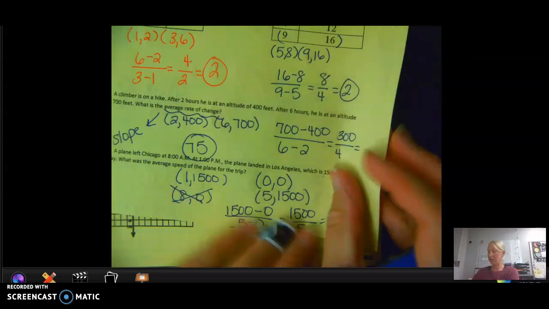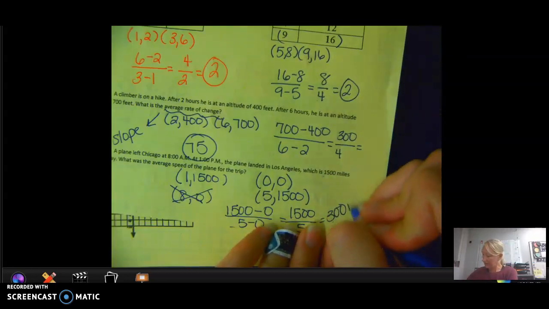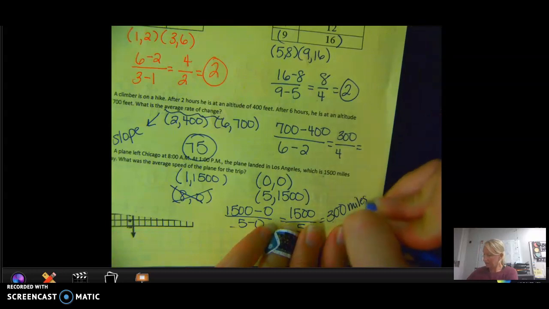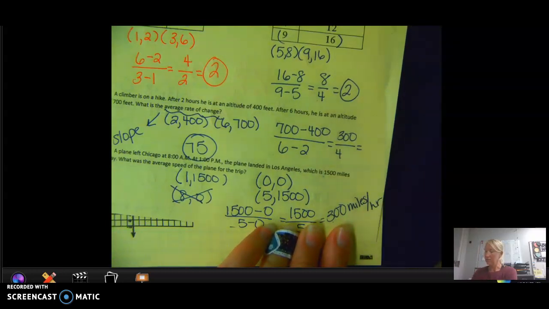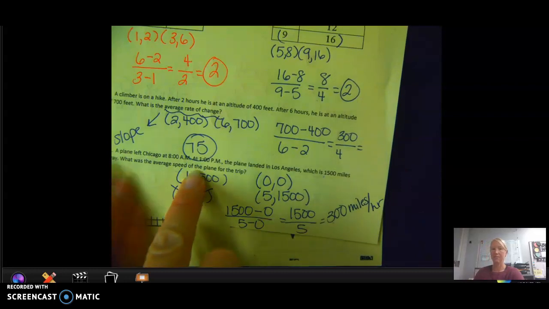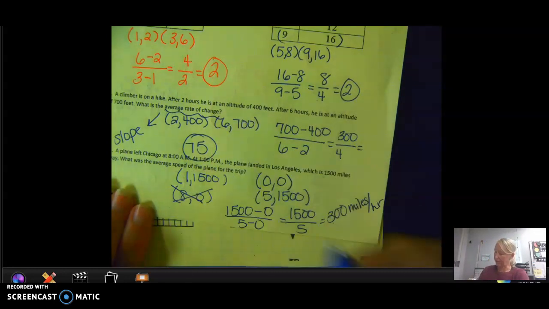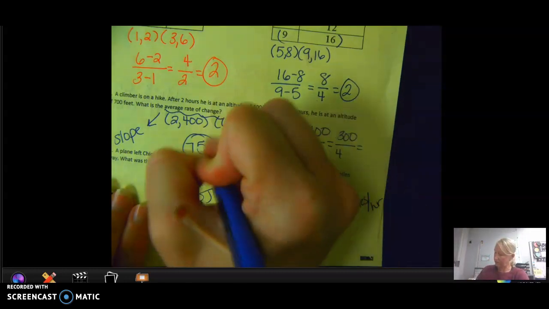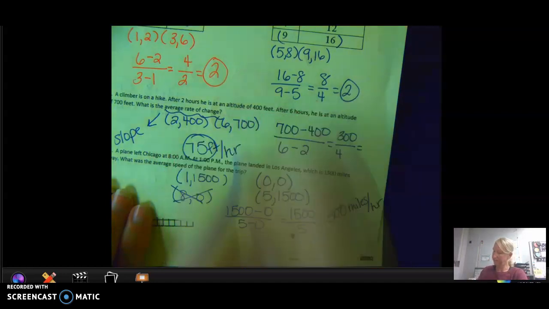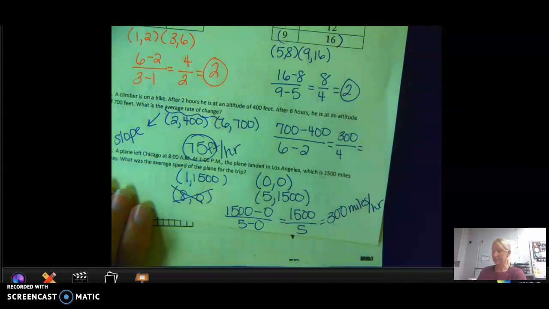Since I know what we're talking about, I can say miles per hour. That's what I should do up here also, right? This is 75, what, feet per hour? Yes. Okay.